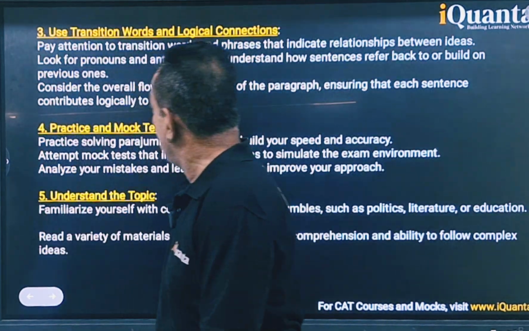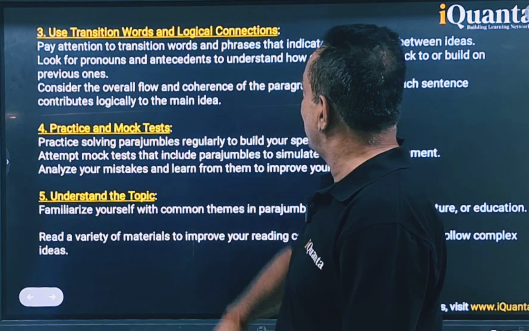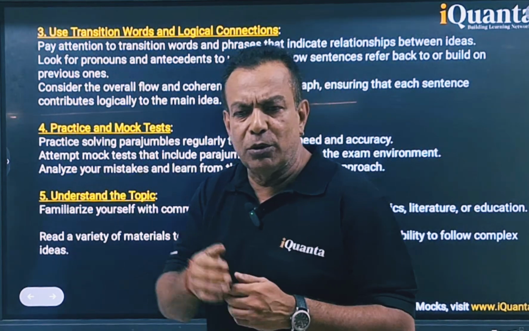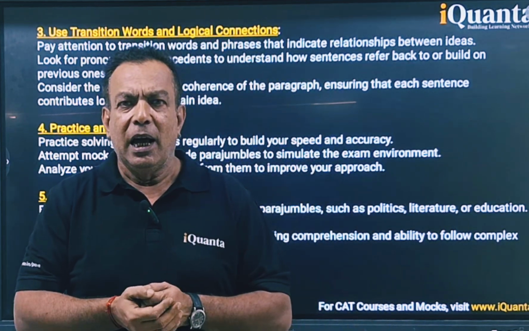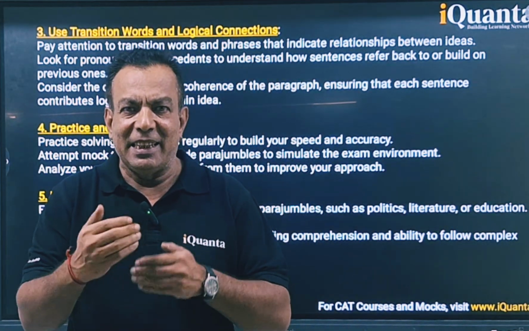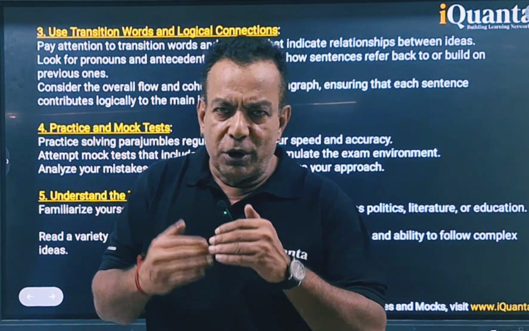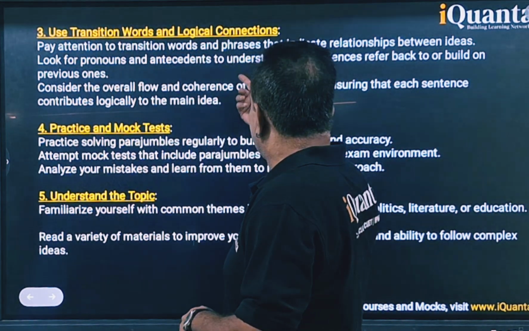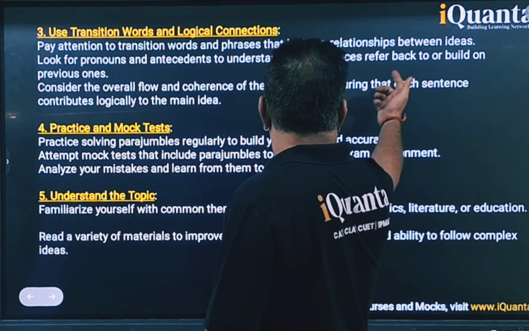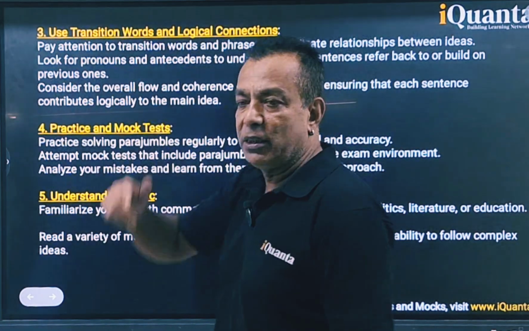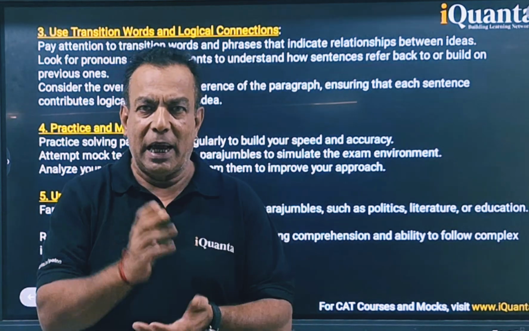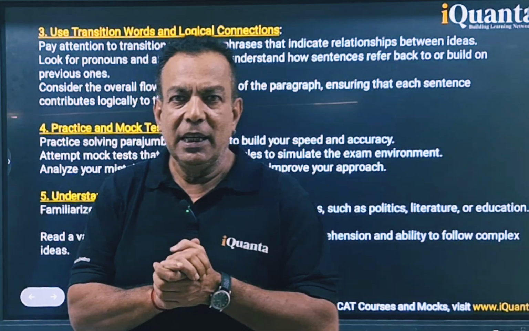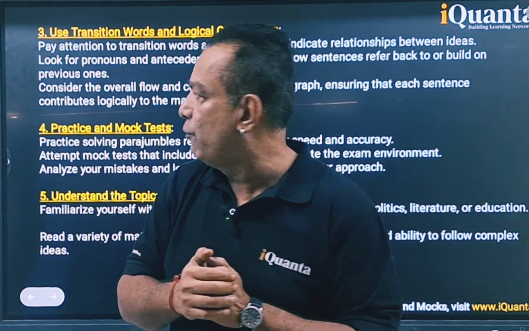Next, we move on to use transition words and logical connections. Pay attention to transition words. Some of the words they'll carry forward to the other sentence, so you can relate that there's an extension of the idea going from one sentence to the other. Now, look for pronouns, antecedents to understand how sentences refer back to or build on previous ones. So whatever happened earlier and what happens next, if there's a connection, those sentences have to be put together in order to make the paragraph meaningful.